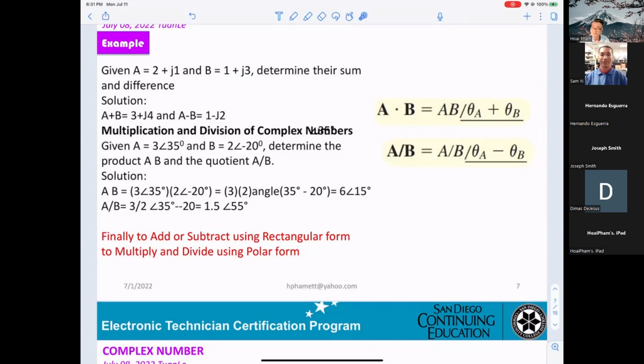So remember, if you're working with the complex number, if you're adding and subtracting, you have to follow that way to do it.